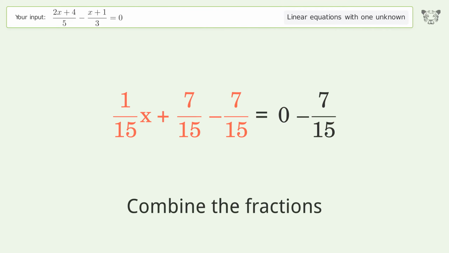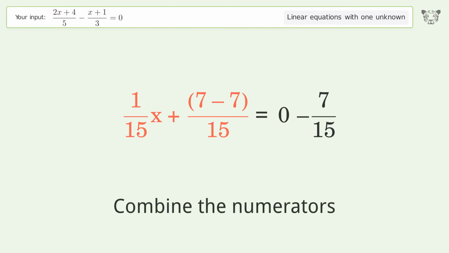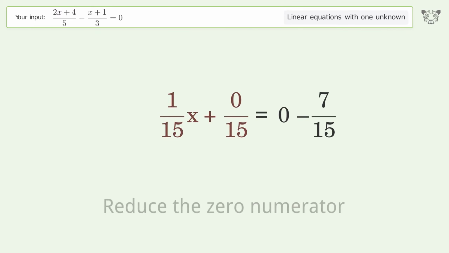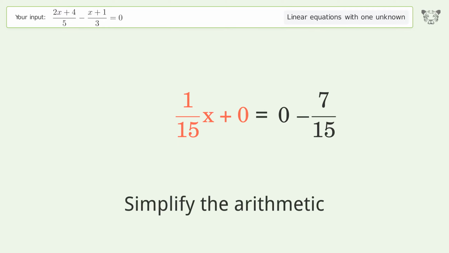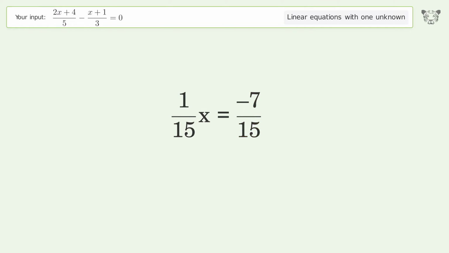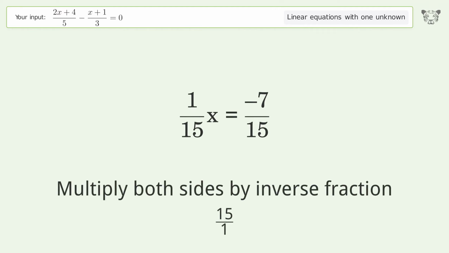Combine the fractions. Combine the numerators. Reduce the zero numerator. Simplify the arithmetic. Isolate the x. Multiply both sides by inverse fraction 15/1.